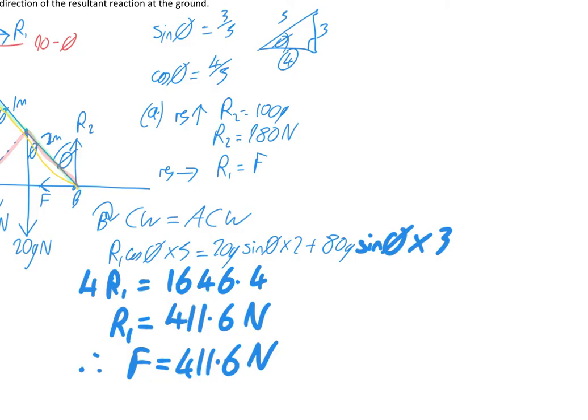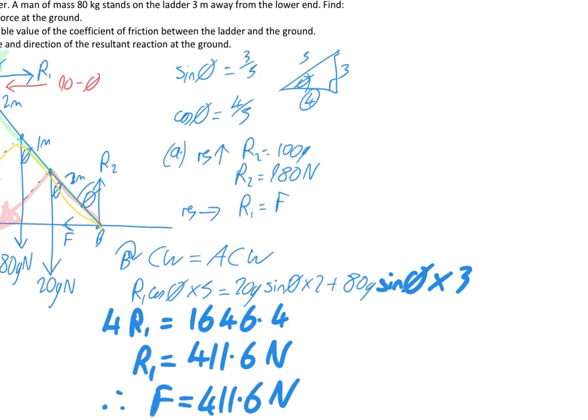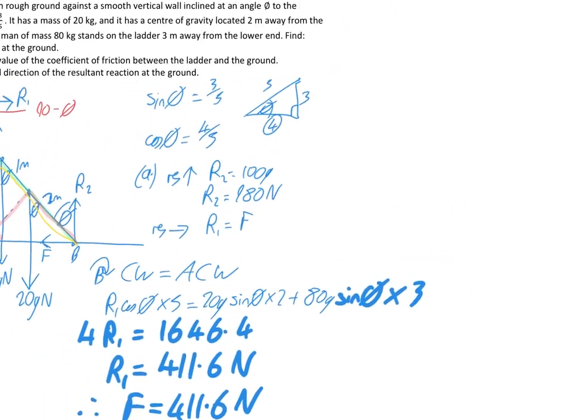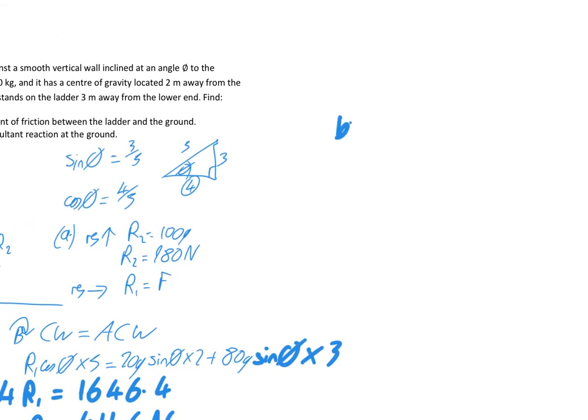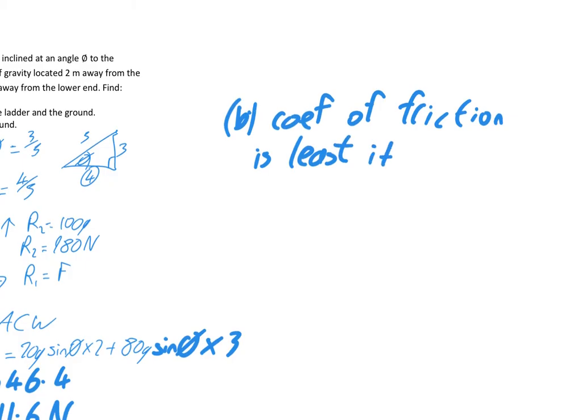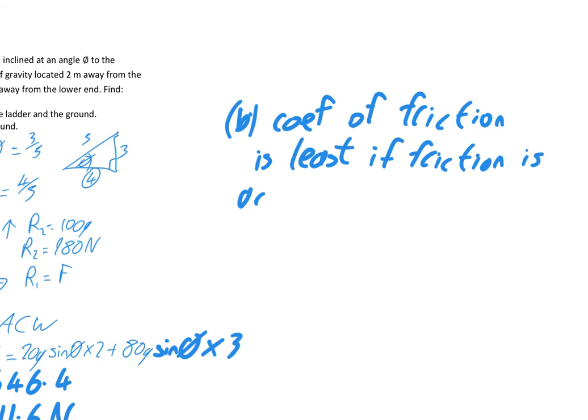Okay. Next part of this question says the least possible value of the coefficient of friction between the ladder and the ground. Okay, so I've run out of space here, but sure. So for part B, we want to say then coefficient of friction is least if friction is acting at its max, and what that means, i.e. it's acting, F is equal to mu R.